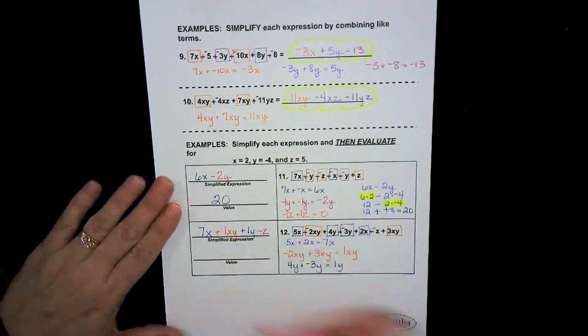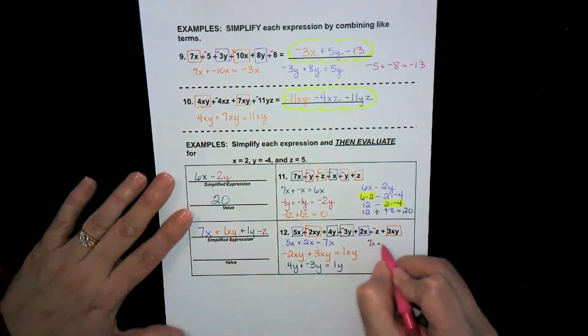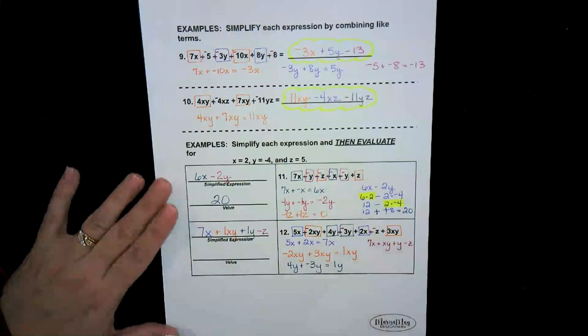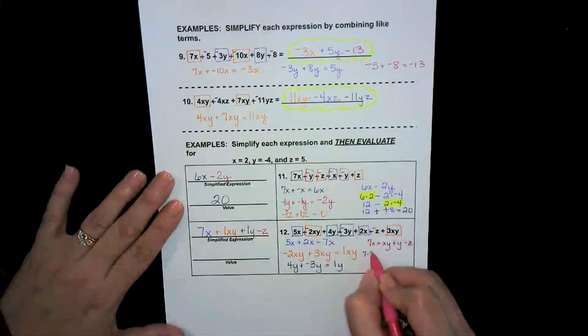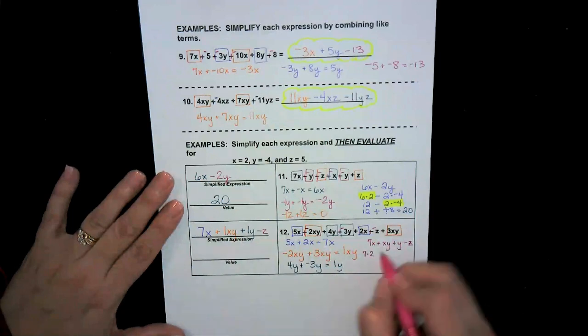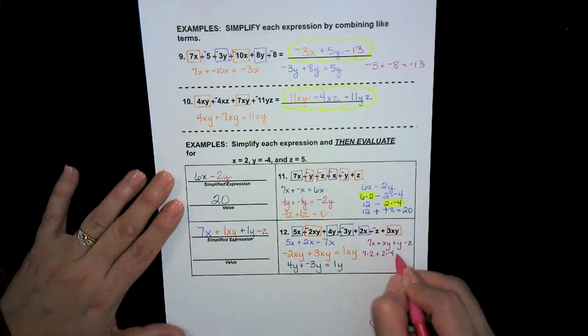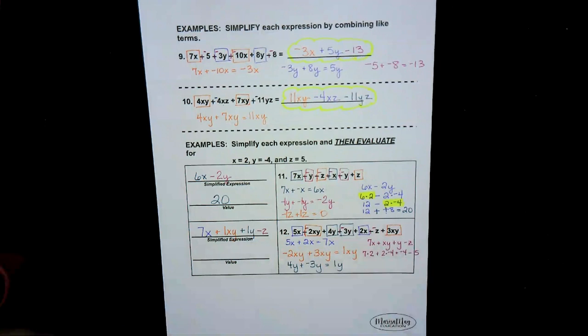Okay. So now we take our simplified expression, 7x plus xy plus y minus z. And let's plug in our values. Okay, so in place of x, we're putting 2. So that's 7 times 2. Plus xy would be 2 times negative 4. Y would be negative 4. And z would be 5.